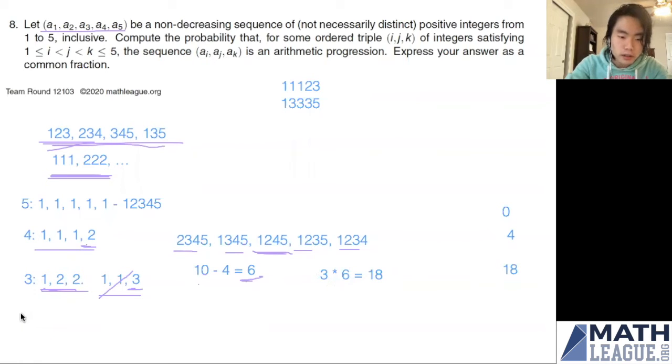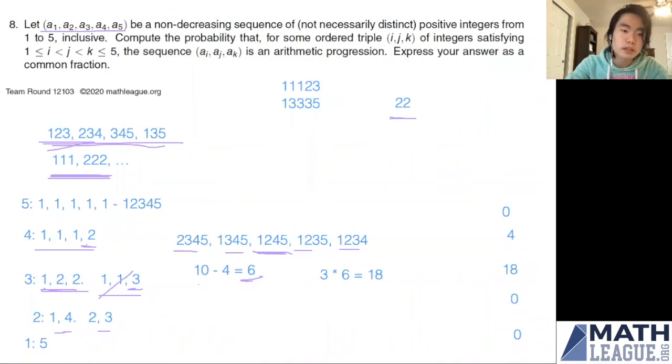And note for the 2 case, the possible distributions are 1, 4 and 3, 2. And in both of these cases, just by the pigeonhole principle, we're guaranteed to have a triplet. So neither of these cases will work. So the 2 case is 0. And for the 1 case where we only have one distinct number, obviously all 5 of them must be that number, and then we'll have a triplet. So this is 0 as well. So we note that in total, we have 22 sequences that don't contain an arithmetic progression.